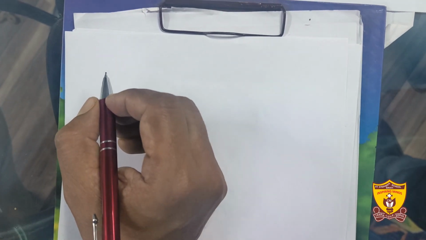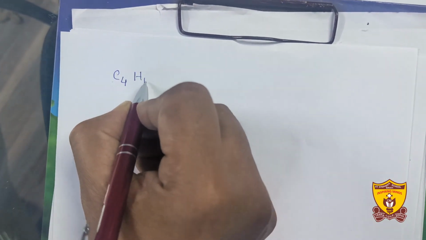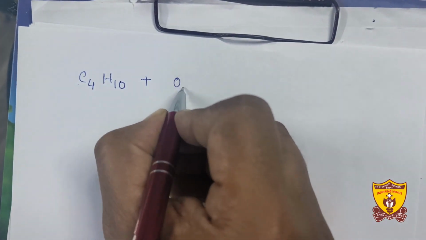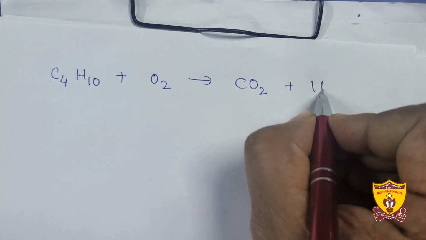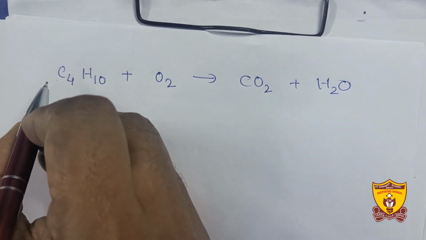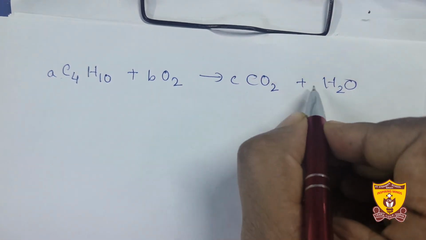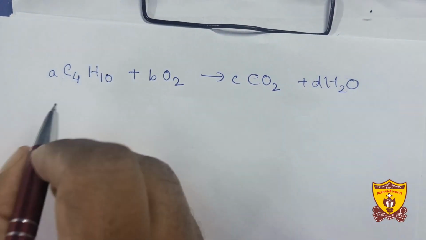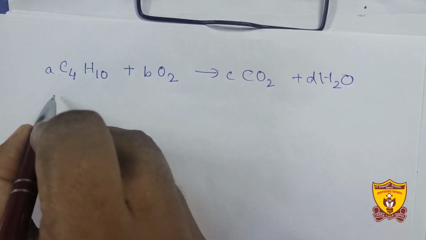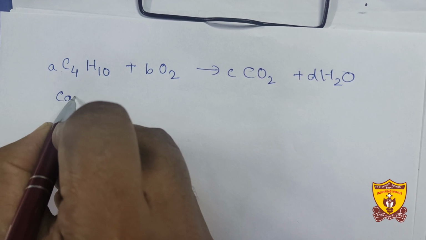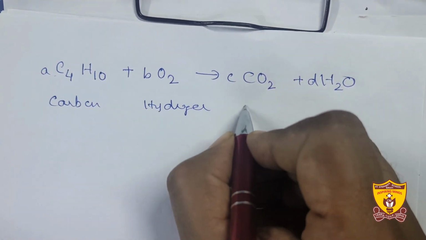Now I show you the second example. The equation is C4H10 plus O2 is CO2 plus H2O. Like the previous example, I put A, B, C and D. Now you find from this that for, I write the name of the elements: carbon, hydrogen and oxygen.